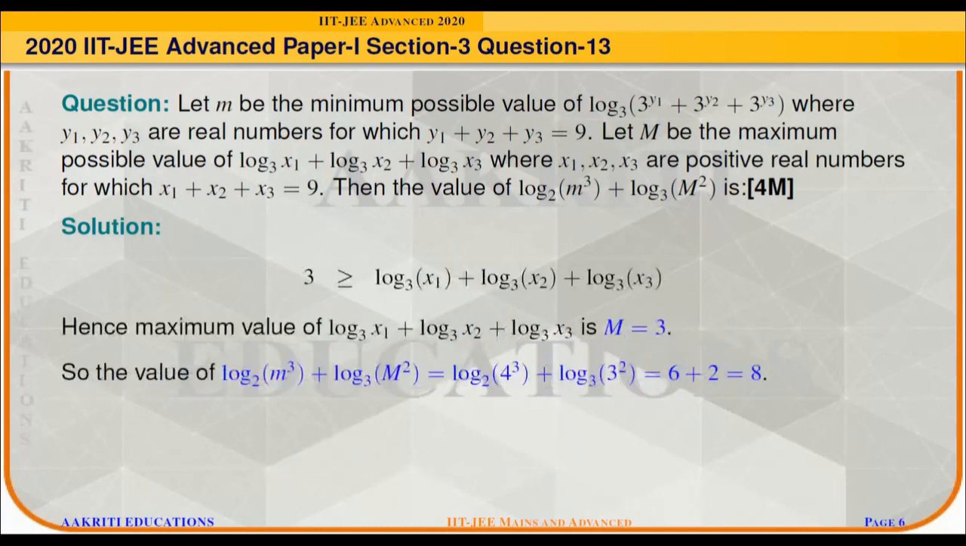So further simplifying, we get 3 is greater than or equal to log x1 to the base 3 plus log x2 to the base 3 plus log x3 to the base 3. Hence, the maximum value of this expression is capital M equal to 3. Now we need to find the value of log m cube to the base 2 plus log capital M square to the base 3. So by putting the values of small m and capital M and further simplifying, we get the value as 8.